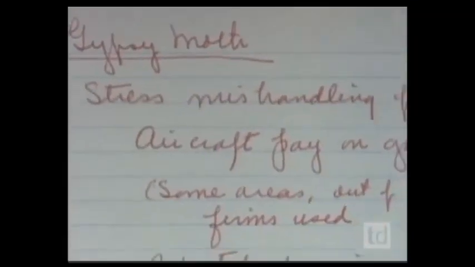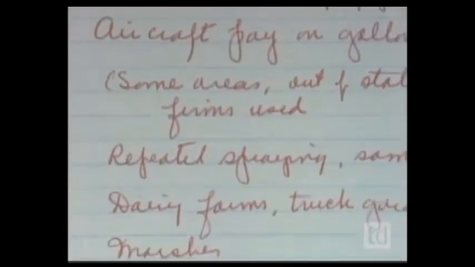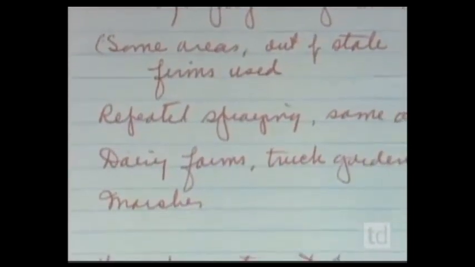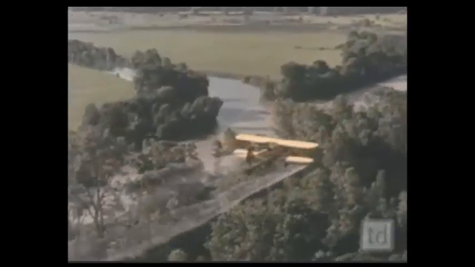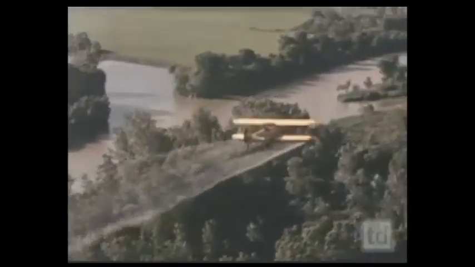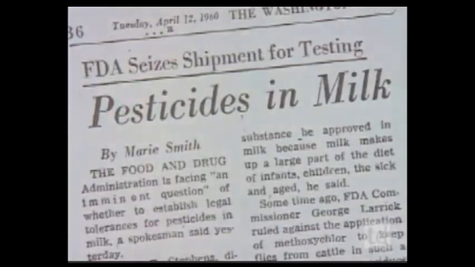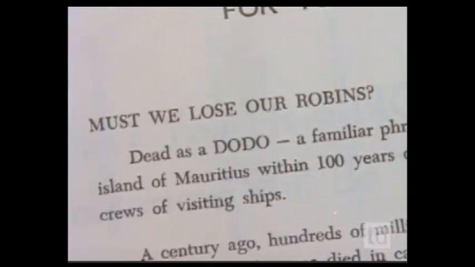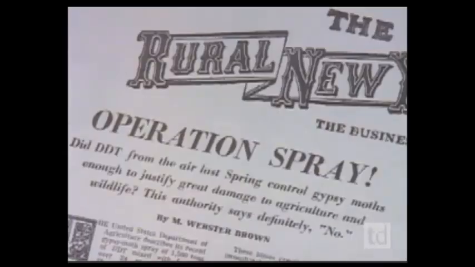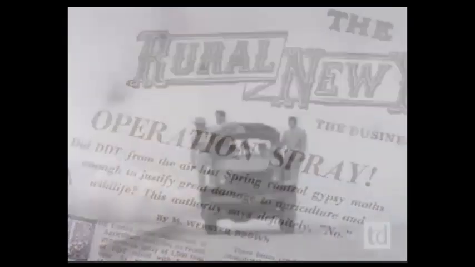See, all the big programs prior to that were largely federal lands. This was a big federal program that began to treat private lands, including farmlands. And all of a sudden the milk was contaminated and the farmers couldn't sell their milk. And people were worried about their wildlife. It just led to a clamor.